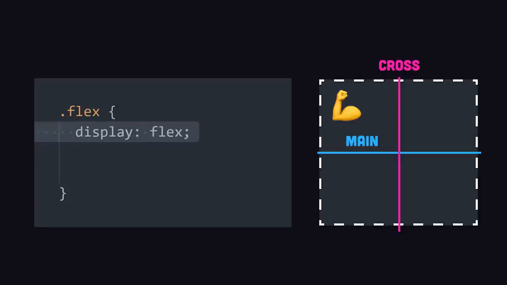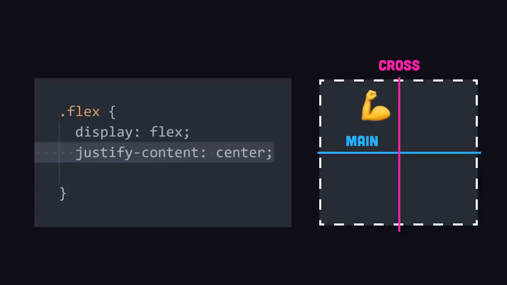A much better approach with modern CSS is Flexbox, which allows you to create a flexible column or row anywhere in the UI. When an element has display flex, it also has an X and Y axis on which you can align its children. The children flow one way, which is known as the main axis, and can be aligned in the center with the justify content property.